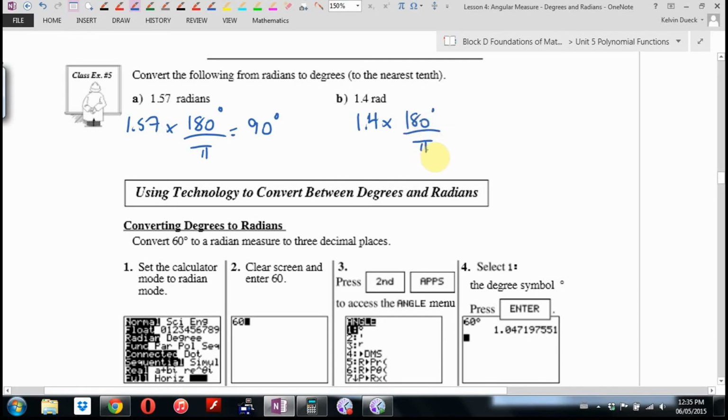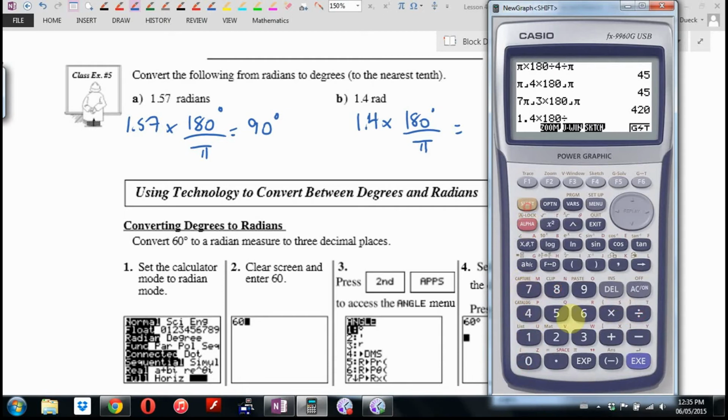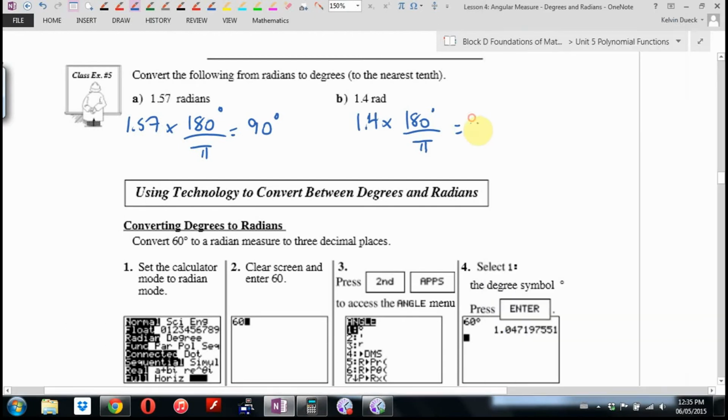In the old math, over half the course was trig, and so you just got really good at moving around the circle in radians. You just got comfy with it. This one, I don't know. 1.4 times 180 divided by pi. 80.2.